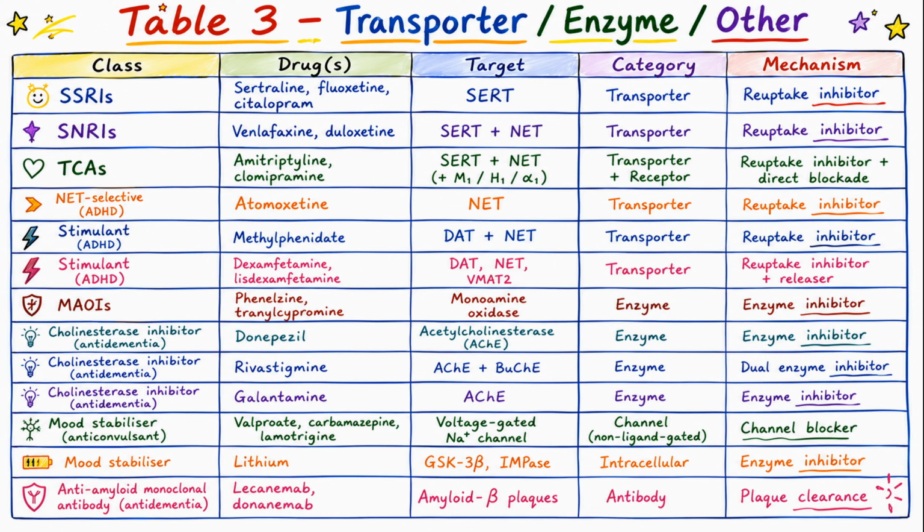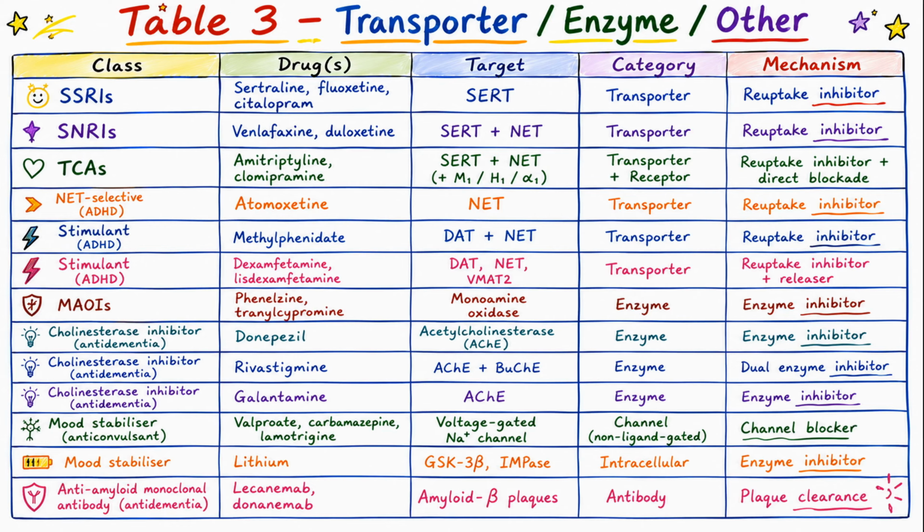The cholinesterase inhibitors donepezil, rivastigmine and galantamine all raise acetylcholine for dementia by blocking that enzyme, and the exceptions, our anticonvulsant mood stabilizers valproate, carbamazepine and lamotrigine, work on voltage-gated sodium channels. Lithium, also a mood stabilizer, works entirely inside the cell, and our anti-amyloid monoclonal antibodies lecanemab and donanemab clear amyloid plaques directly. No receptor, transporter or enzyme involved at all.